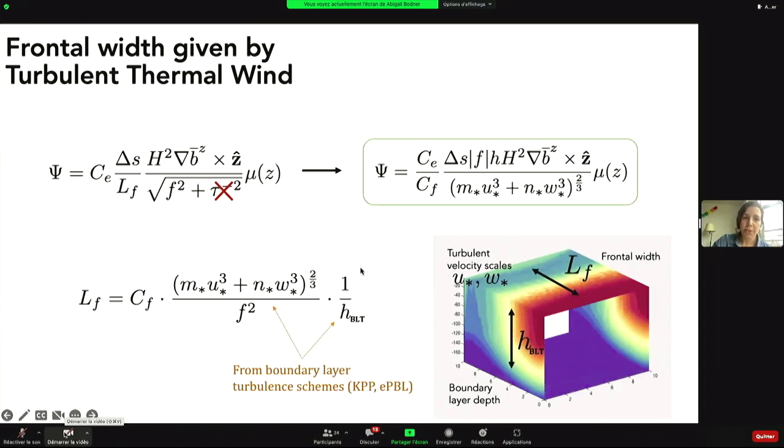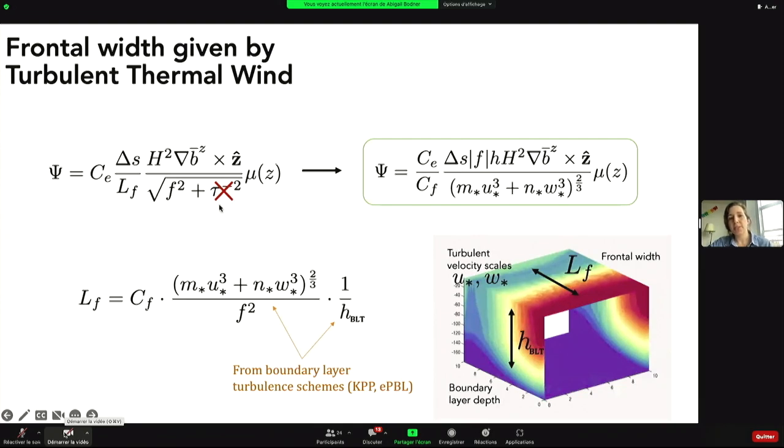So we went back to the original parameterization. So remember that stream function. And when we account for our new frontal width scaling, we get this new formula for a stream function, which one of the nicest features of it is that we now have the Coriolis parameter in the numerator rather than the denominator as it was in the previous version.